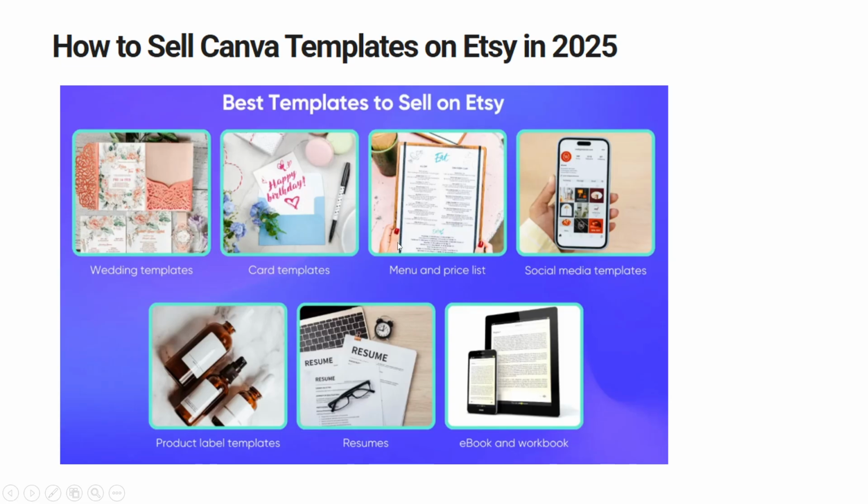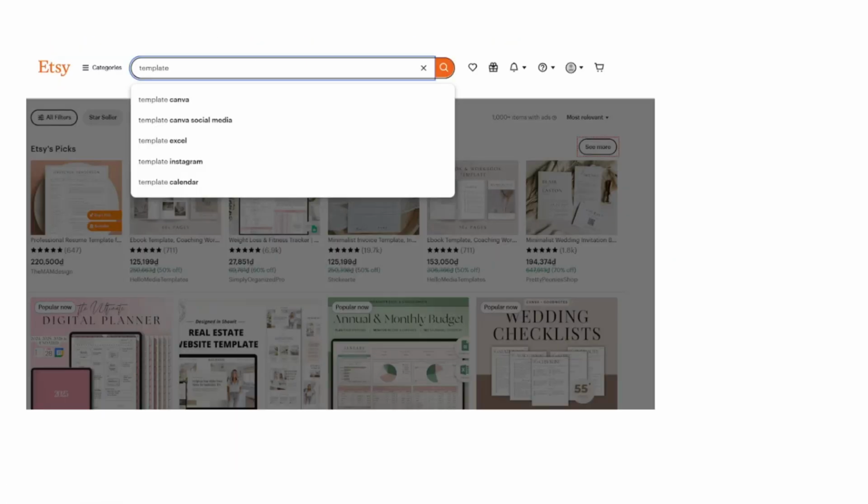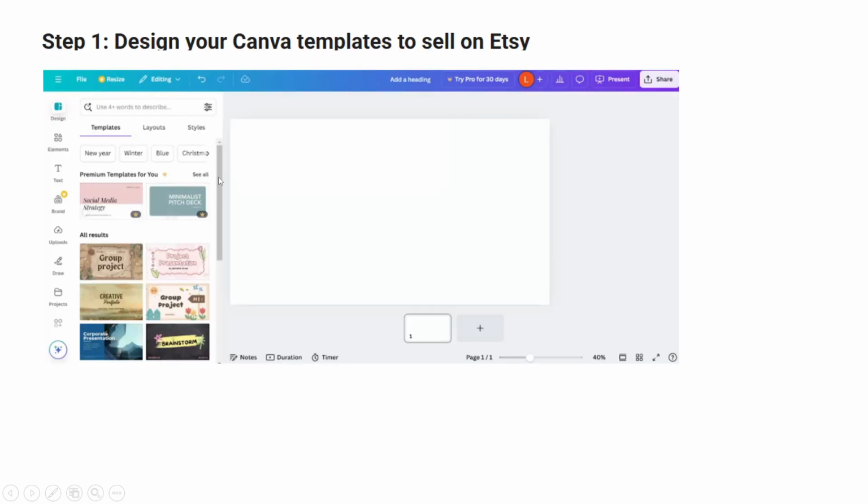Now, when designing templates, it's important to keep real users in mind. Consider the ease of customization, the design elements that appeal to your target audience, and practical usability. Templates should not only look good, but also be functional and simple to edit, encouraging buyers to choose your product for its quality and user-friendliness.